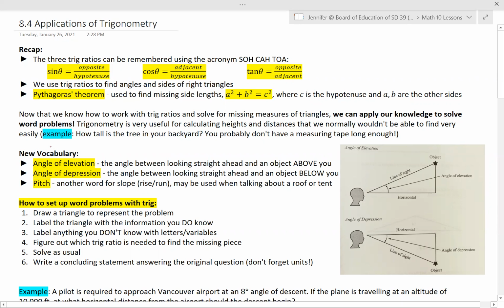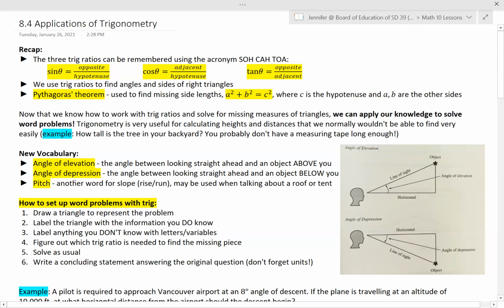Some new vocabulary that you'll see in different word problems are right here. The first is angle of elevation, and this picture comes right from your workbook to help visualize what an angle of elevation is. This is the angle between when you're looking straight ahead and an object above you. So if you were this person here, and let's say you were looking up at a bird in the sky, then the horizontal line that goes directly from your line of sight, and then as you look up at the bird, that angle that you create, that's the angle of elevation. So you can remember it because elevation is like going up. So it's the angle as you look up at something.